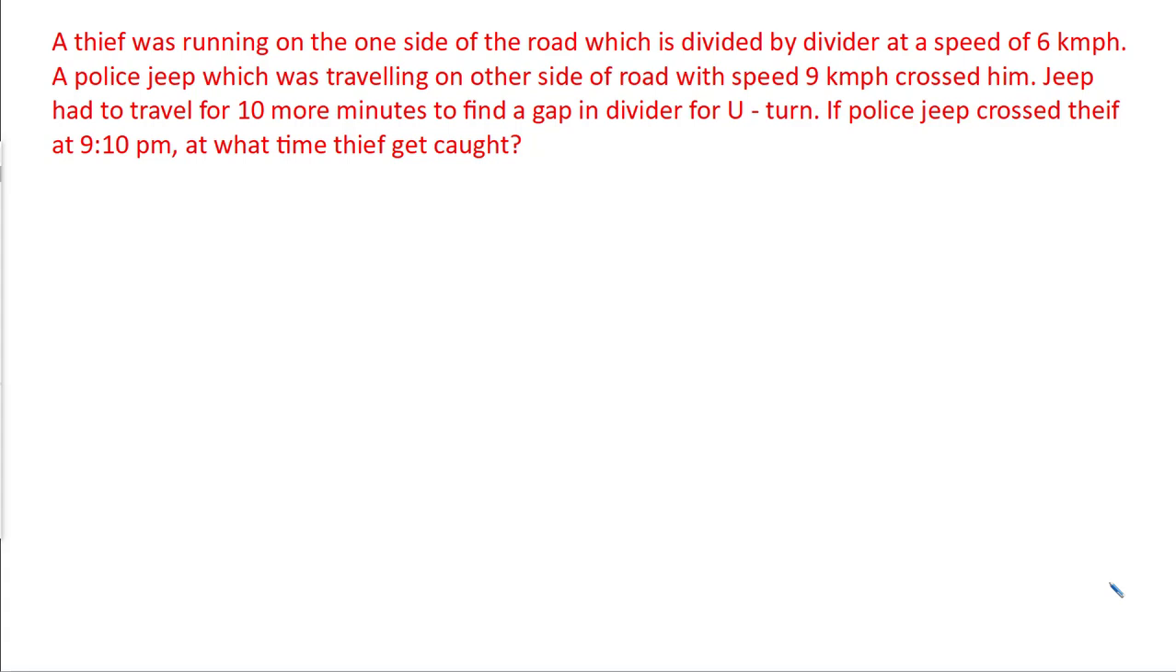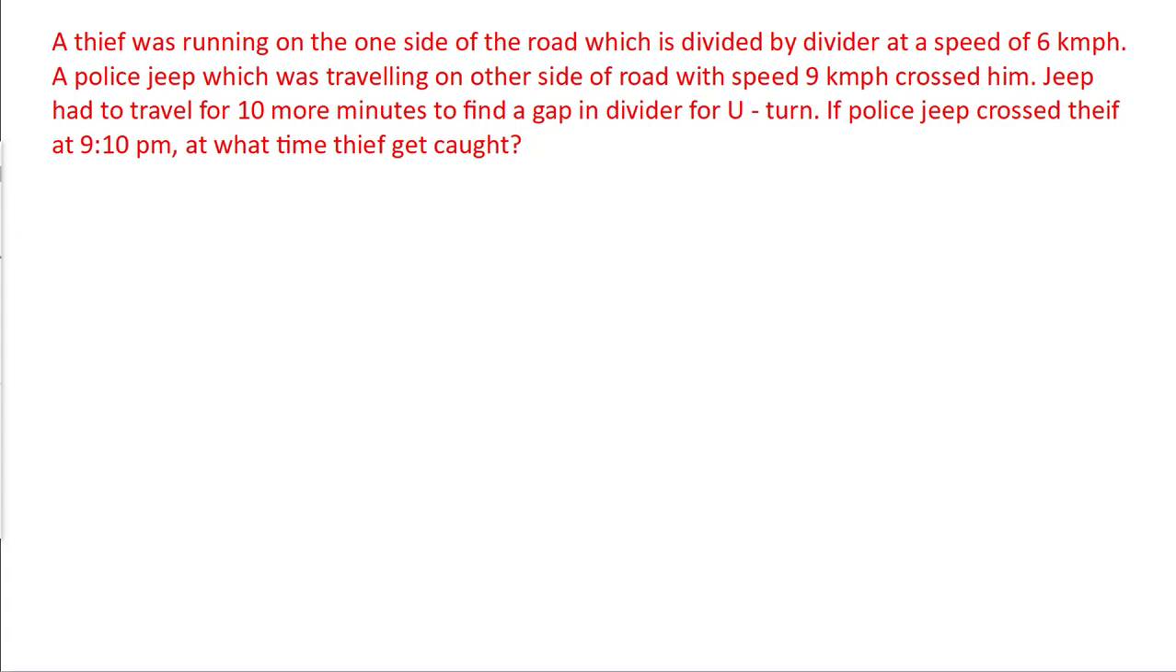Let's read it carefully. A thief was running on one side of the road which is divided by a divider at a speed of 6 km/h. A police jeep which was traveling on the other side of the road, with the speed 9 km/h, crossed him. Jeep had to travel for 10 more minutes to find a gap in divider for U-turn. If police jeep crossed thief at 9:10 p.m., at what time will the thief get caught?